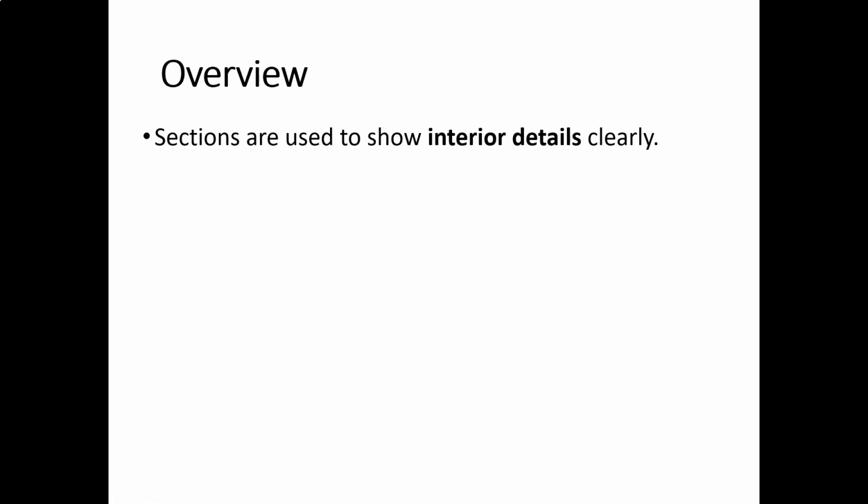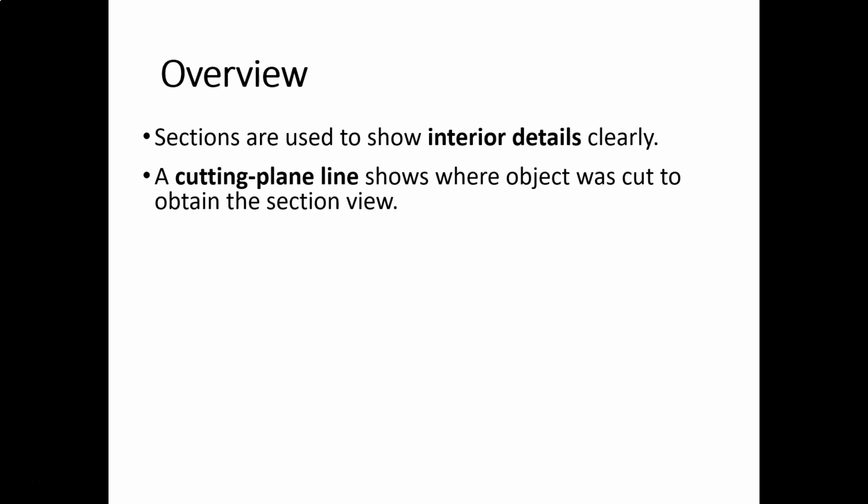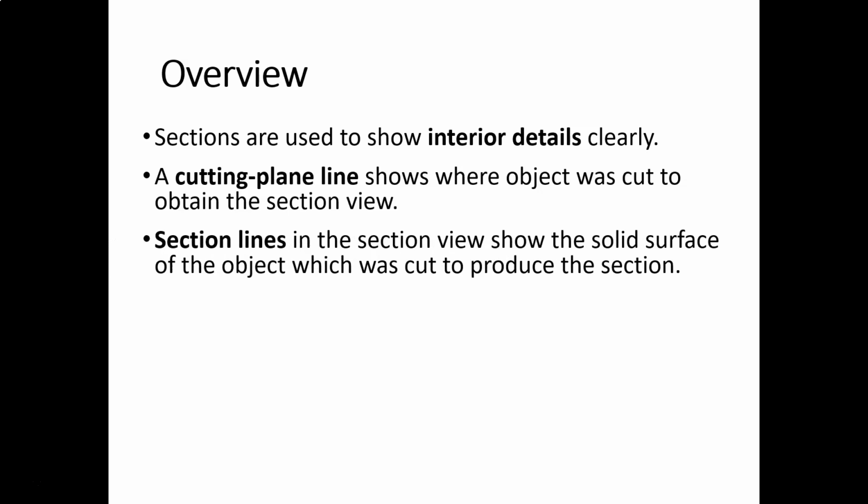So section views, as I said, are used to show interior details more clearly. As opposed to showing them with hidden lines, we want to show them with visible lines. A cutting plane line is a line that's used to show where the object is actually being cut in the orthographic projection or in the orthographic views. That's called a cutting plane line. Section lines are the lines that are used to show where the solid material has been cut by the cutting plane line.